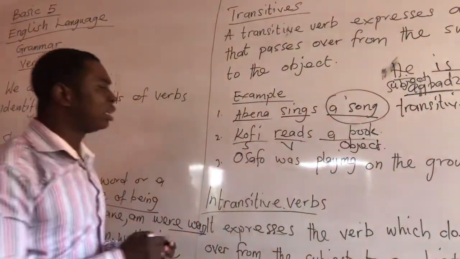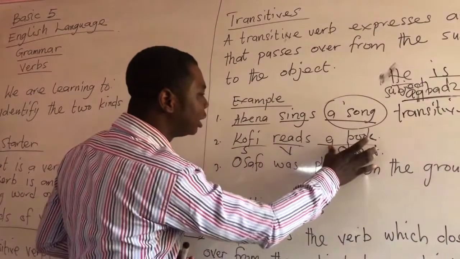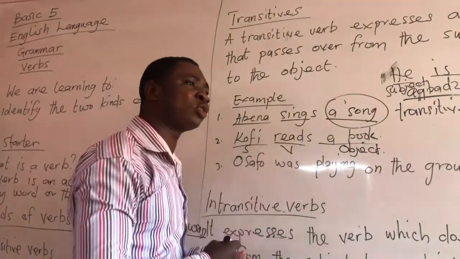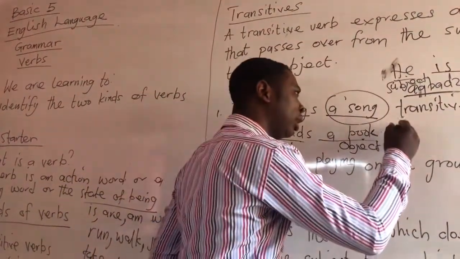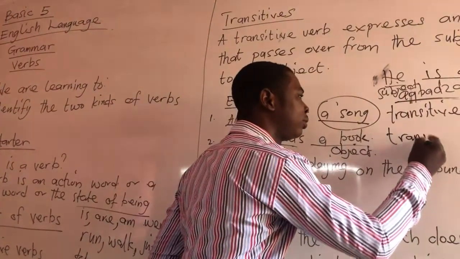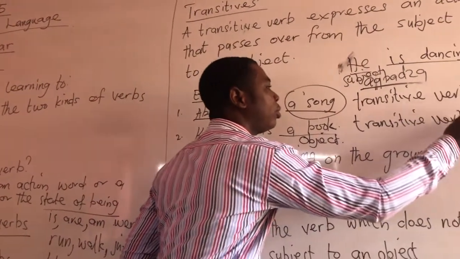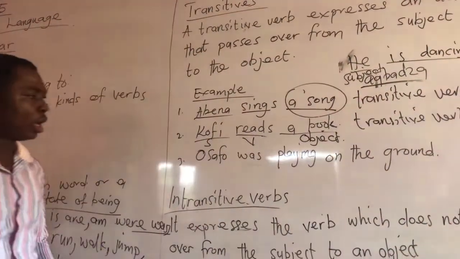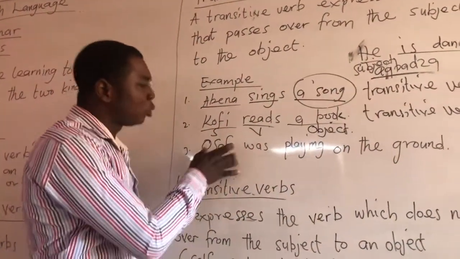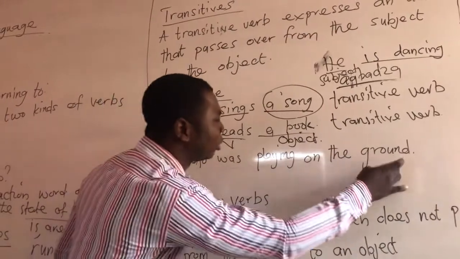And every time you see the verb, the subject, and you see the object, that means the verb there is what? Transitive verb. Okay? Another example: Osafu was playing on the ground.